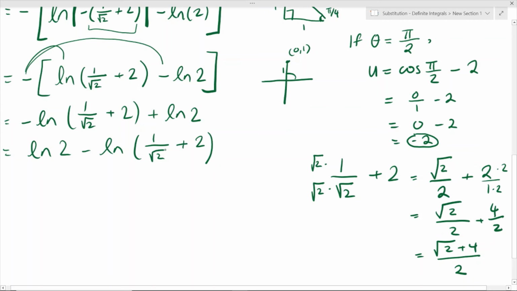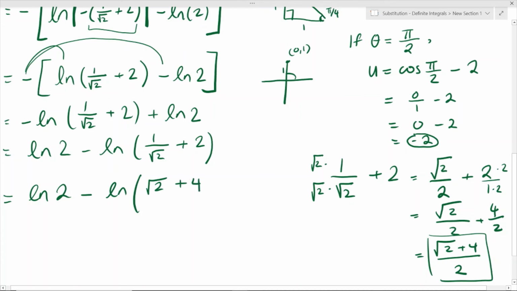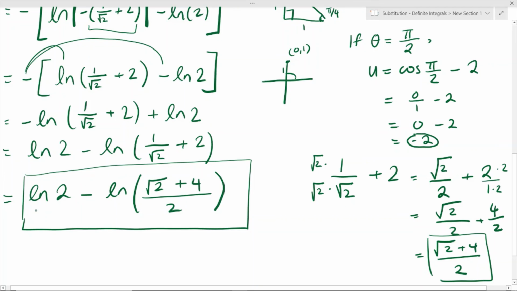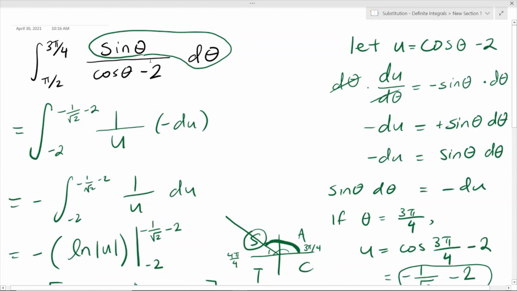So I can rewrite this part as this part that I found right here. So I'm going to do that, make it look a bit nicer. That's why I'm doing that. So this is equal to ln 2 minus ln square root 2 plus 4 all over 2, close bracket, just like that. So yeah, here I have basically found the definite integral for the following integral here.